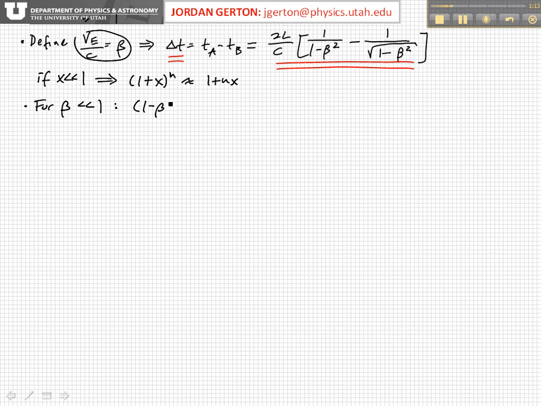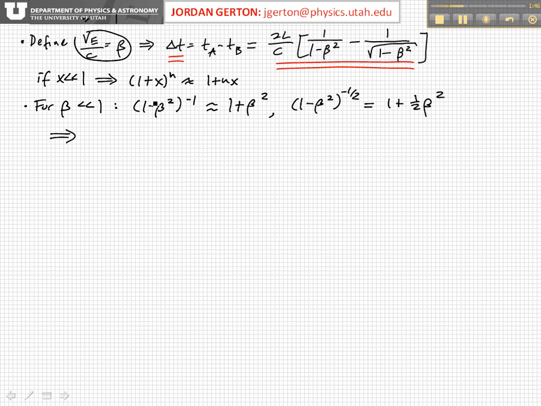Okay, and so what we would get is that (1 - beta squared) to the minus 1, so this term here, becomes 1 + beta squared. Okay, and the second term, which we can rewrite as (1 - beta squared) to the minus 1/2, is equal to 1 + 1/2 beta squared. Okay, that's just using that Taylor expansion.